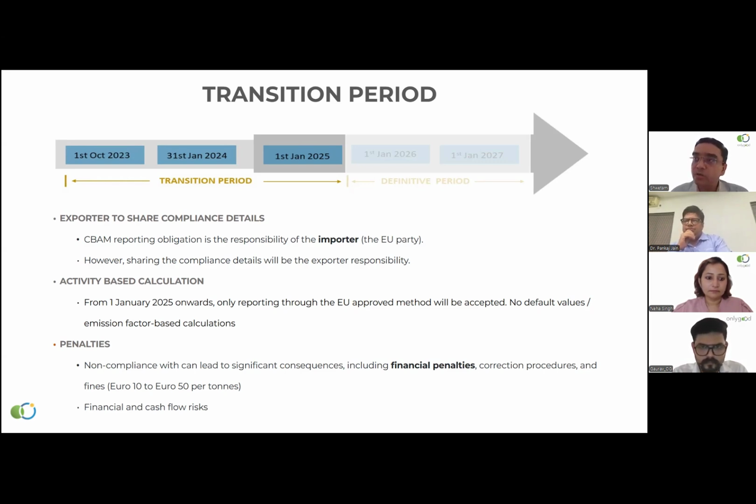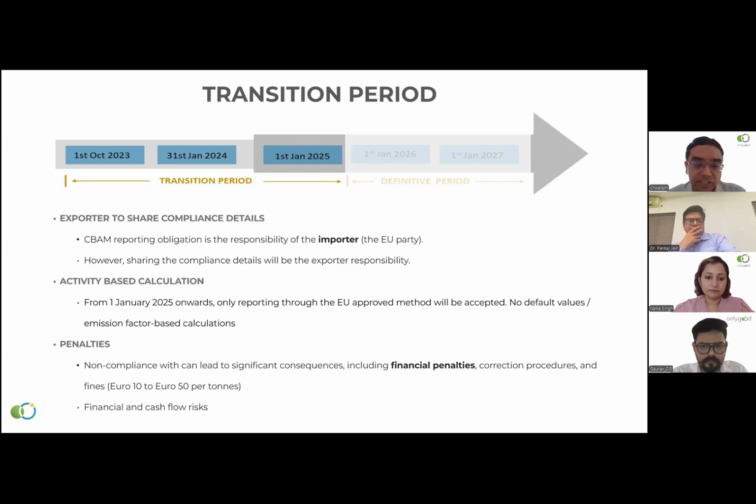The European Union is also taking this opportunity to go through the tons of data that's coming and understand the different nuances based on the data. So this is all a non-tax phase, I would say. We are not paying tax until the end of 2025.